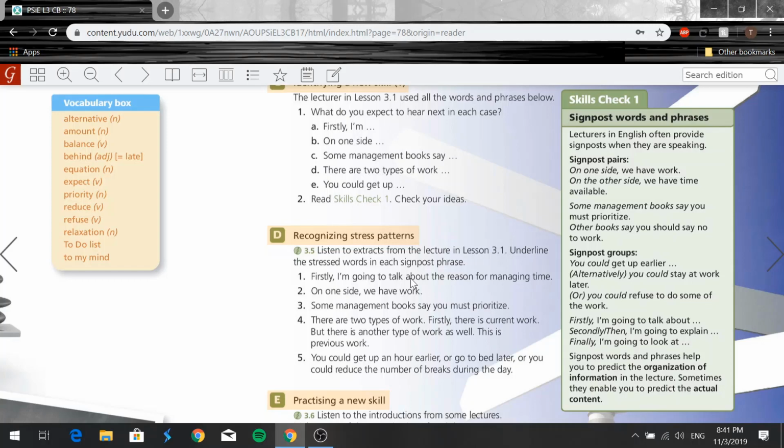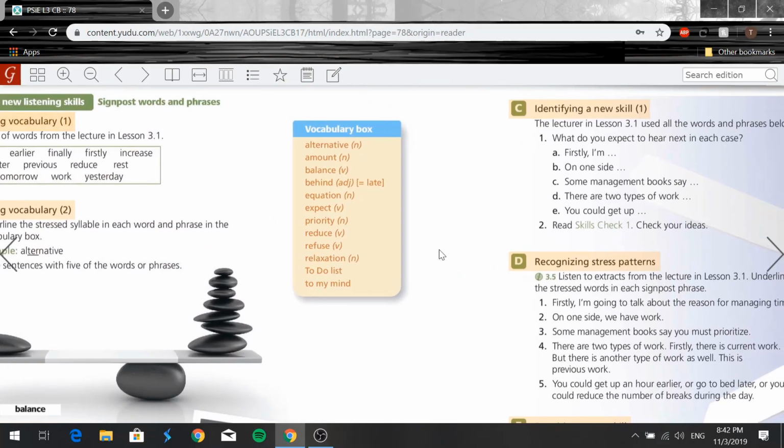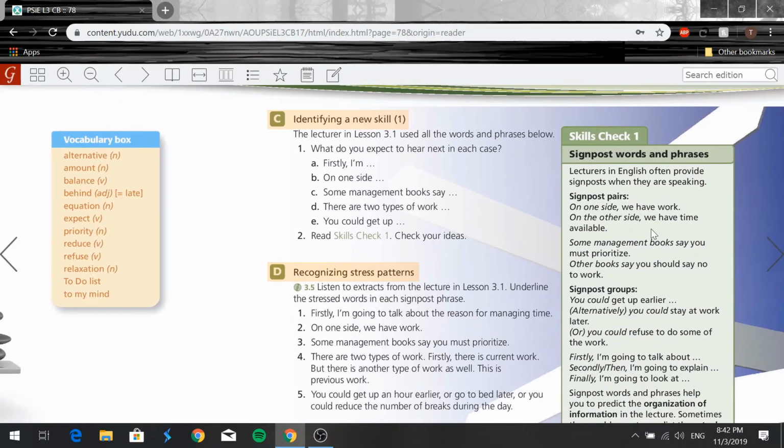Lecturers in English often provide signposts when they're speaking. Have you ever been in a lecture and heard the lecturer say, on one side we have this, and on the other side we have that, right? This is an example of a signpost pair. Just like pairs of words here, we have pairs of signposts.